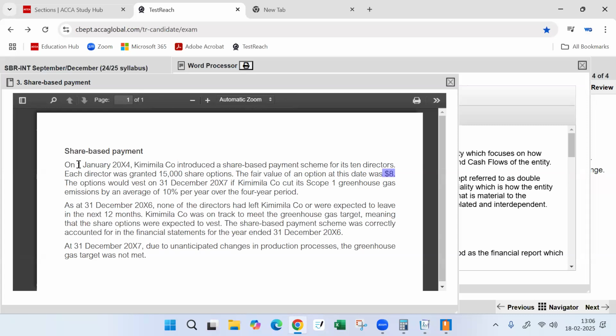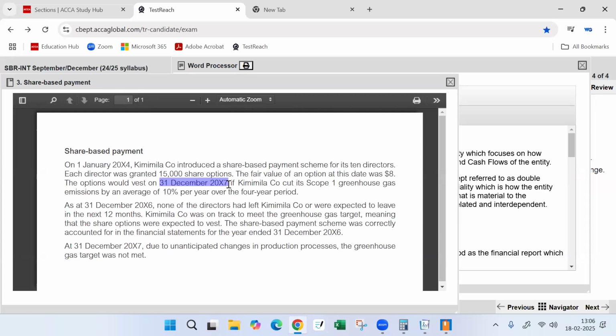What is the vesting period? When did you issue it? 1st January. So what is the vesting period? 31st December 2000 X7. So how many years? X4, X5, X6, X7. 4 years. So 4 years is the vesting period, right?